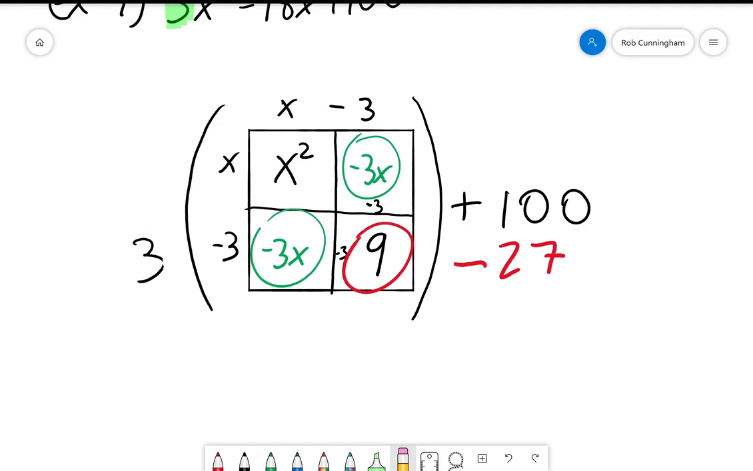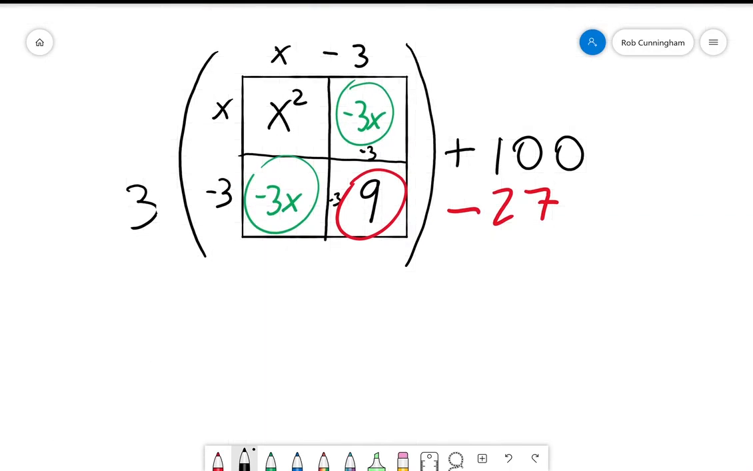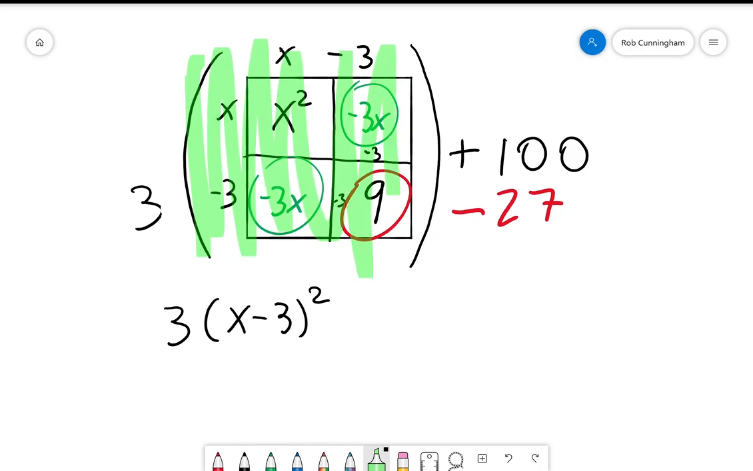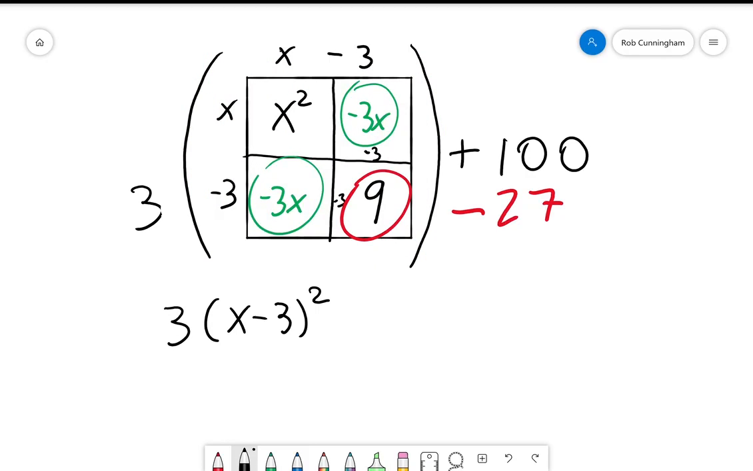So I hope this diagram makes sense, because this diagram is literally the equation, right? We just need to take away the drawings and put in just the letters and numbers. We get 3 times x minus 3 squared. Again, that's this whole thing right here. Plus 100 minus 27, some quick mental math, plus 77.